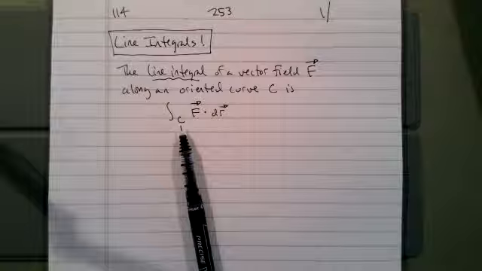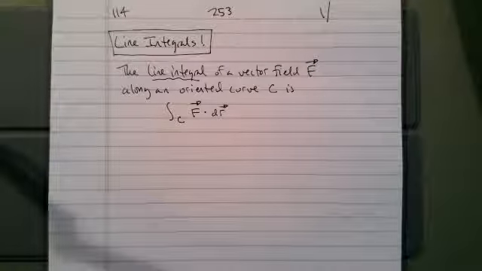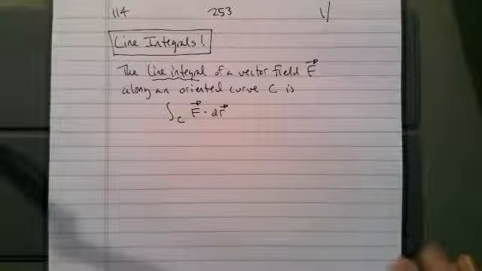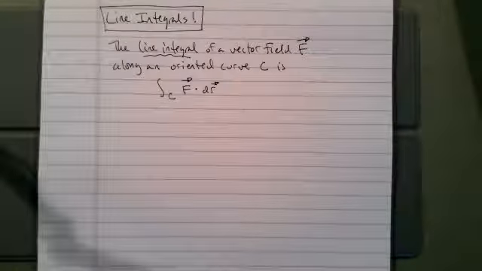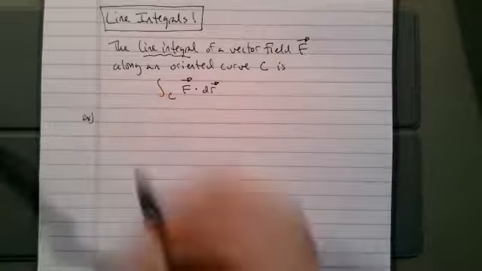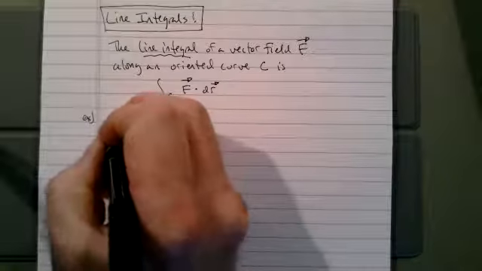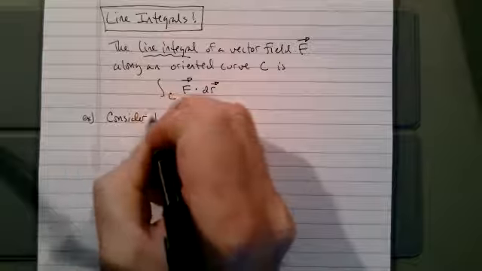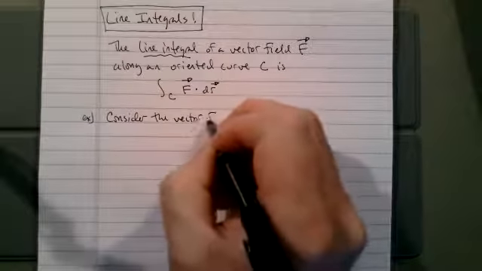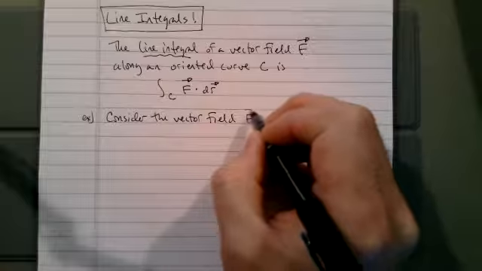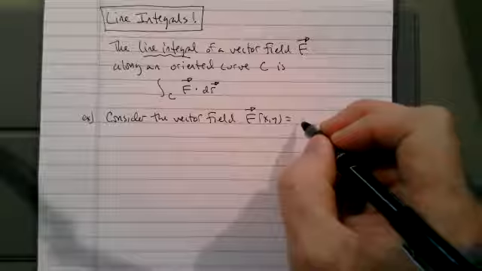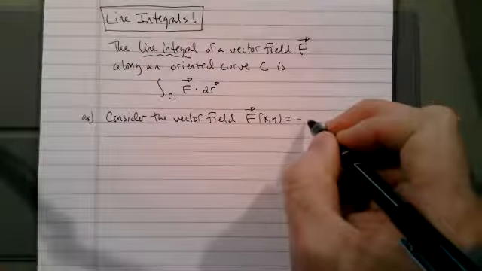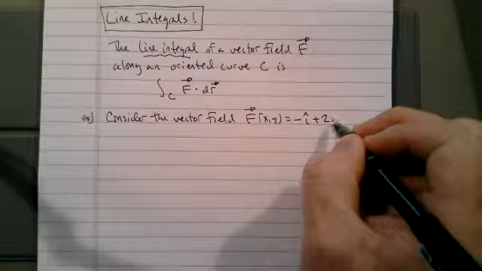Let's look at a quick example. I think I'm going to pick an example with a constant vector field, because we know that multiplication still works, or integration still works, even if one of our factors is constant. So let's consider the vector field, we're going to have a constant vector field. So how about negative 1i plus 2j.